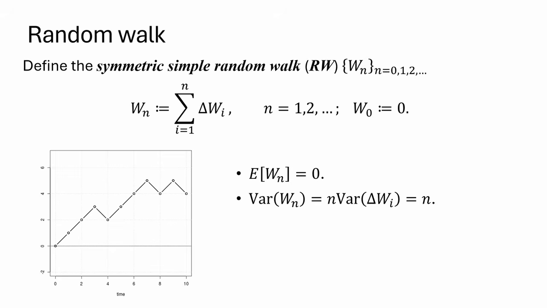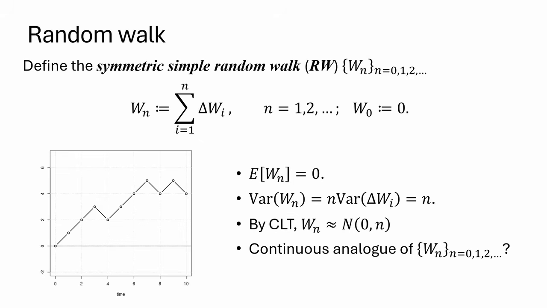The variance of delta Wi is 1. So the key observation here is that the variance is linear in time. And next up, because Wn is a sum of IID random variables, by the central limit theorem, if n is large, Wn approximately follows the normal distribution. So Wn is approximately a normal 0, n random variable for large n.